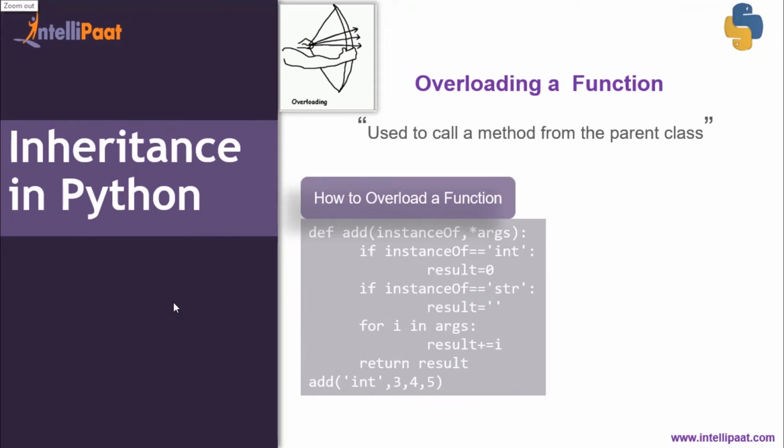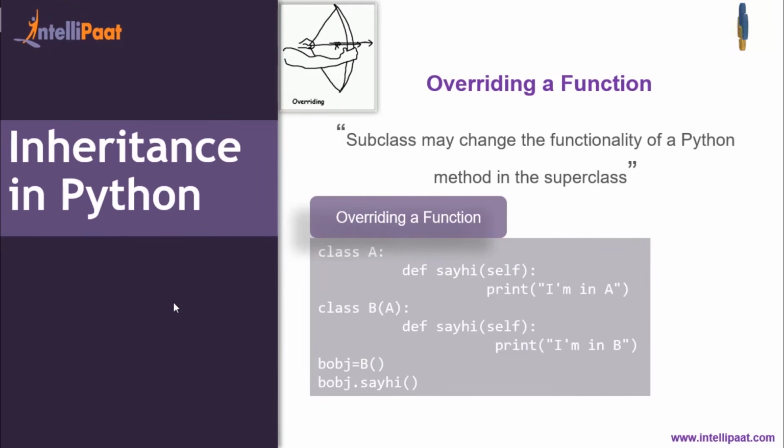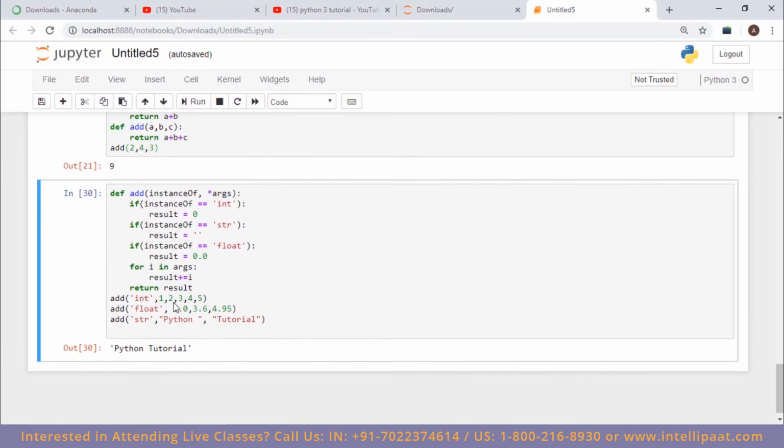So this was about how you can overload a function in Python. Next is overriding a function. Overriding a function means that a subclass can change the functionality of a Python method in its superclass. That is, a child class can change the functionality of the parent class. That is, it can update its qualities. Let me show you with an example.